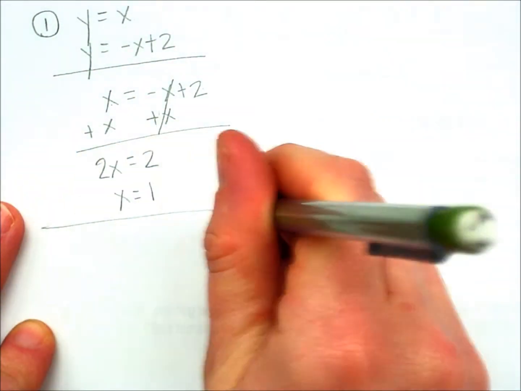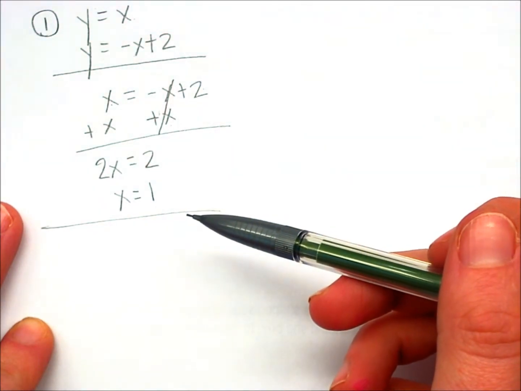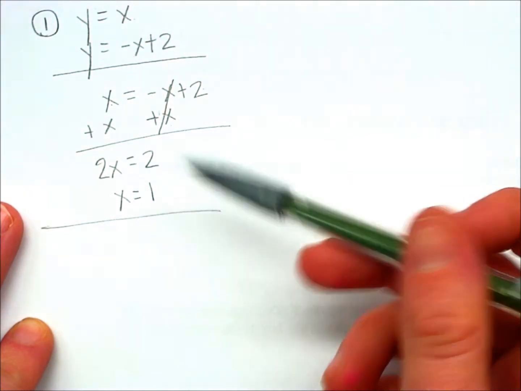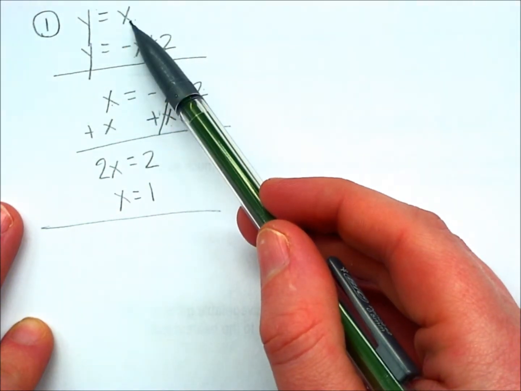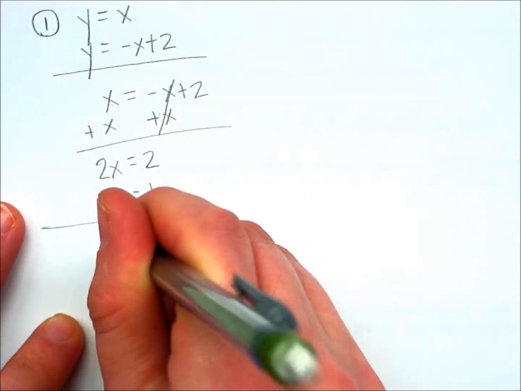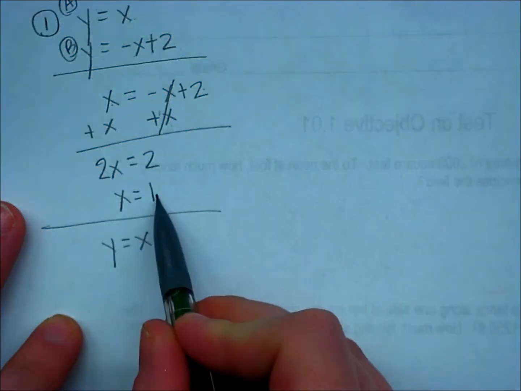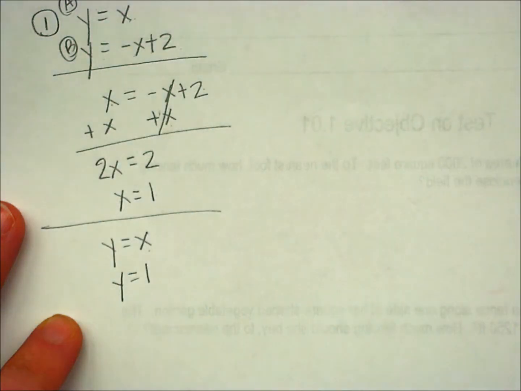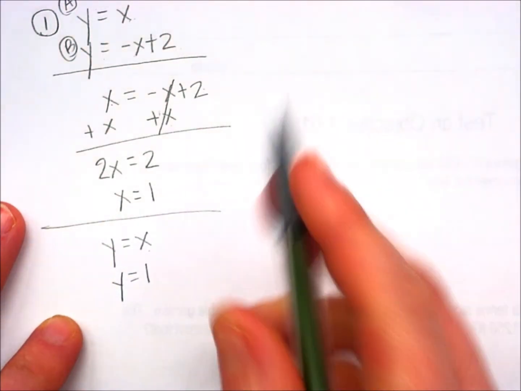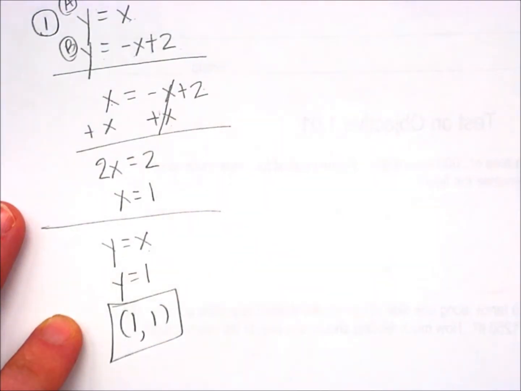So I'm going to draw a little line here. Now that I know that x is equal to 1, I can substitute a 1 in place of x in either one of these equations, my choice. I would go for the first equation because it seems the simplest. So I'll just write down the first equation, or we'll call that equation A and B. So I know x is 1, so in place of x I'm going to write 1. So I know that y is also equal to 1. So I know my ordered pair, or the solution to this system, is the ordered pair 1, 1.